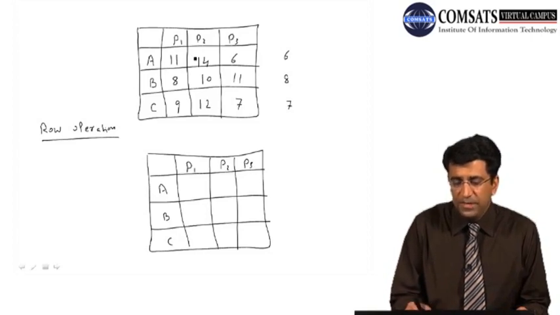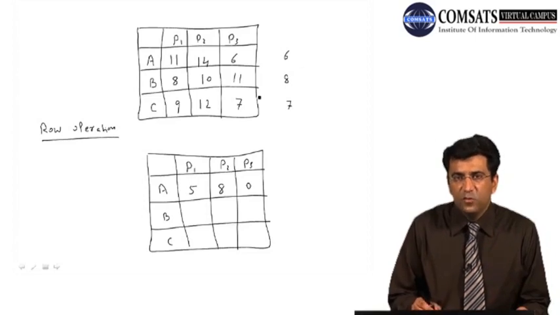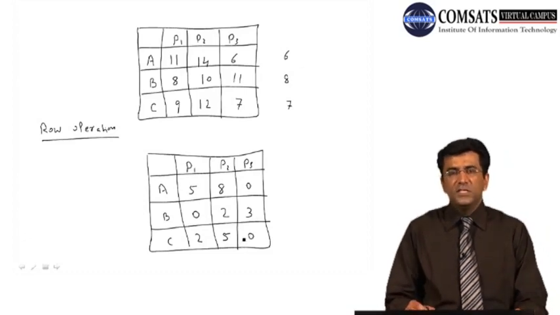So class, 11 minus 6, it will become 5. 14 minus 6, it will become 8. 6 minus 6 will become 0. Similarly, from the second row, 8 minus 8, we are subtracting the minimum value out of each row. That is, 8 minus 8 will become 0. 10 minus 8 will become 2. 11 minus 8 will become 3. 9 minus 7, 2. 12 minus 7, 5. And 7 minus 7, 0. Now this is our row operation.